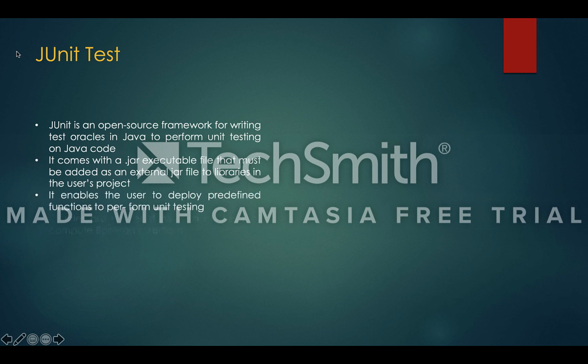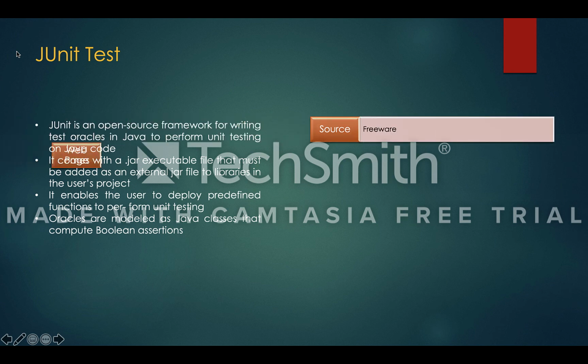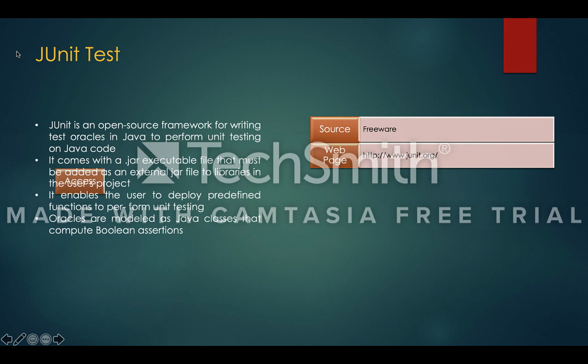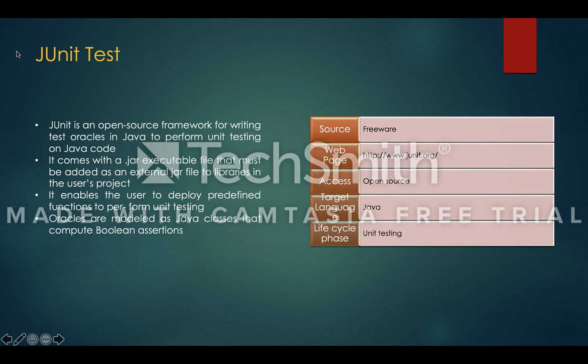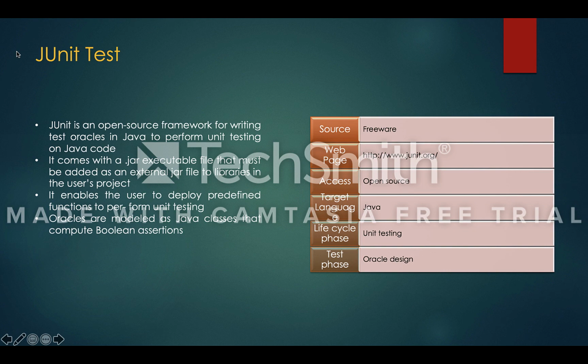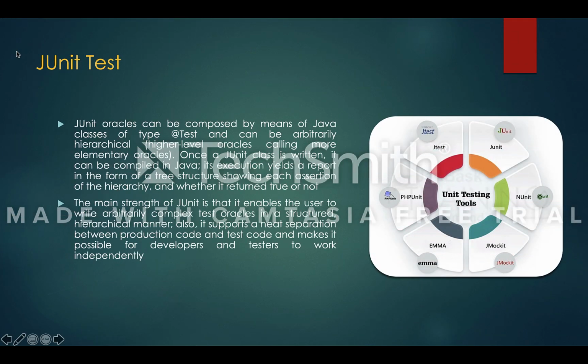Next, we have JUnit. JUnit is one of the open source frameworks that we use to test our unit features. See, here we have the source, the web page, the access, the targeted language, and the lifecycle phases. Then we have the test phase. So this is one of the examples. Next we have an example of code showing how JUnit works, probably in the next PPT.